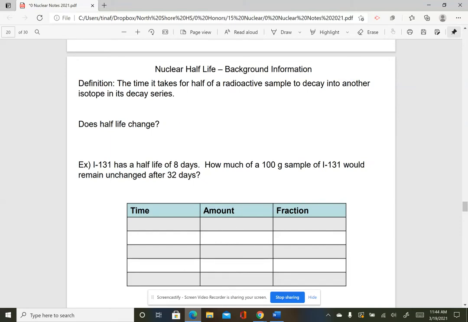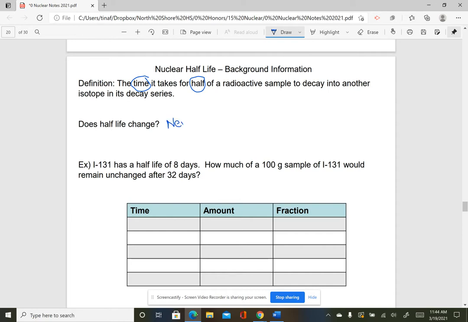And today we're going to talk about half-life, which is the time it takes, an amount of time, for half of a radioactive sample to decay, meaning turn into something else, emit particles. Like if I have 100 grams of something, how long will it take for it to be only 50 grams left? Okay. Does half-life ever change?